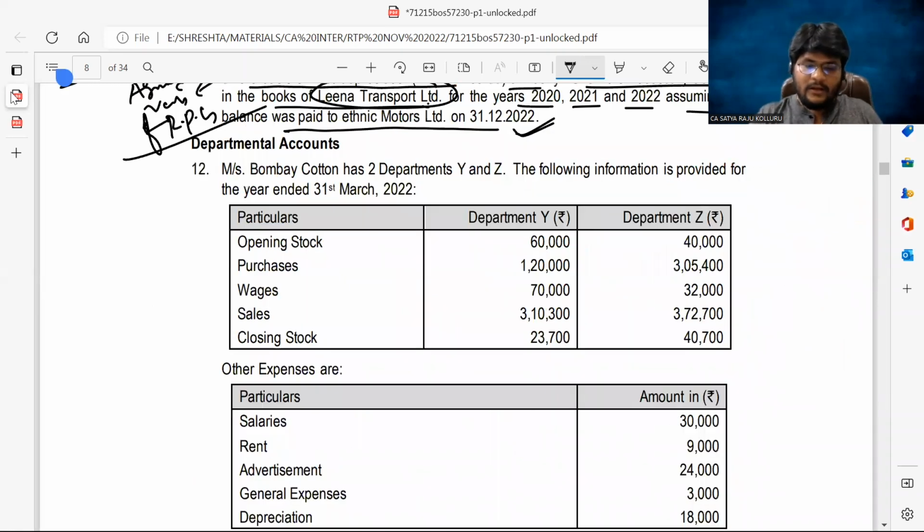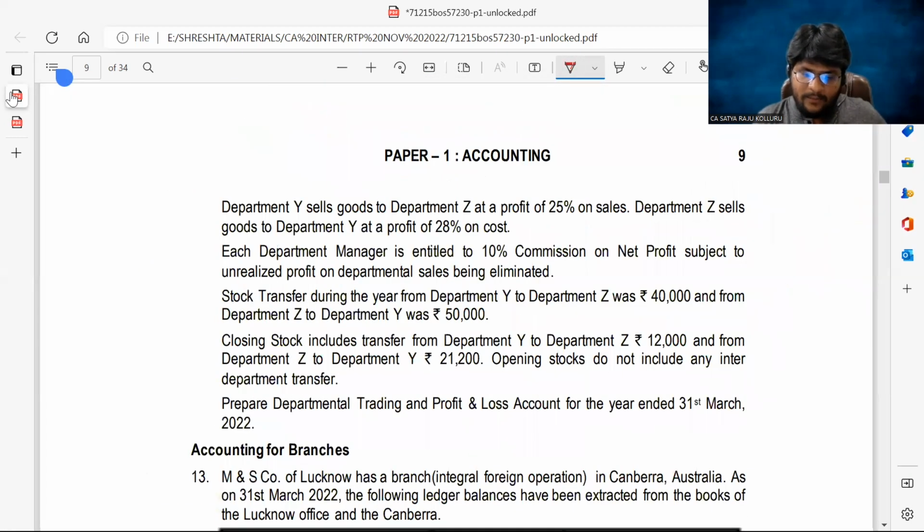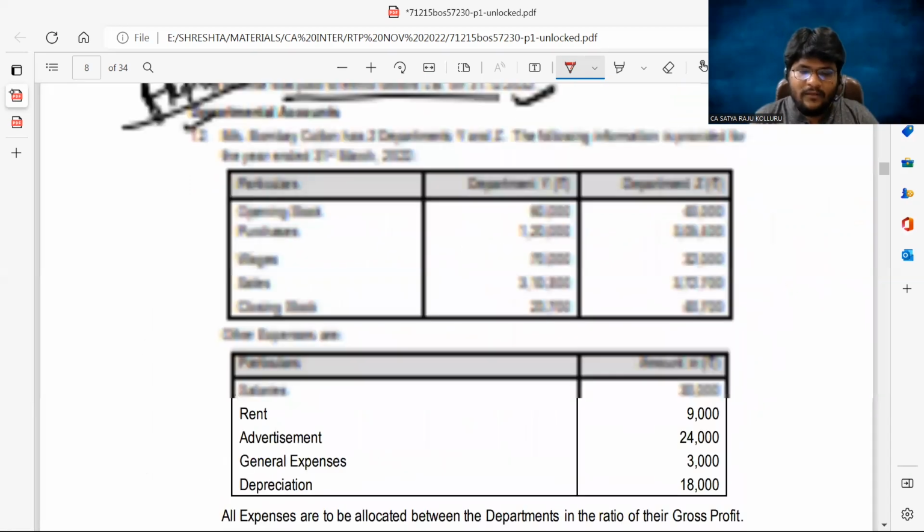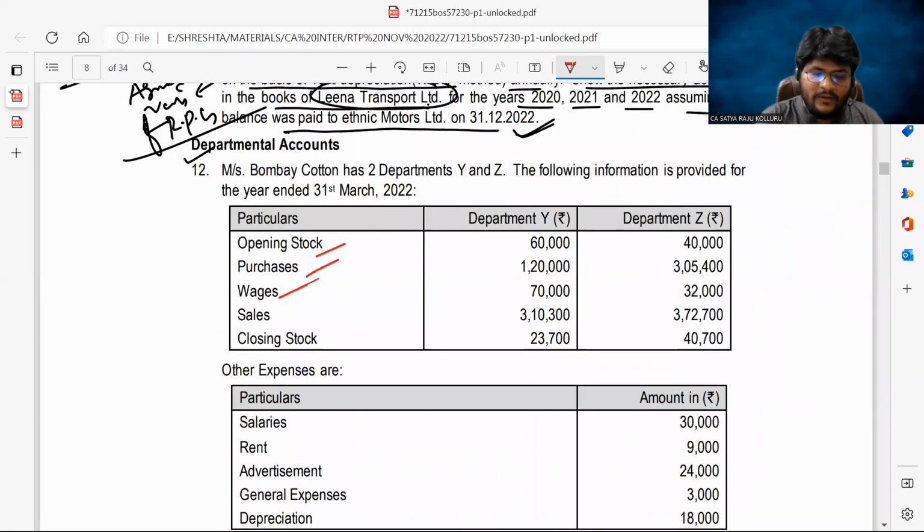Fine, guys. The next problem is on departmental accounts. Which problem are they testing here? Let me check. Finally, prepare departmental trading and profit and loss account for the year ended 31st March 2022. Just the required departmental trading and P&L. What is the given information? Opening stock, purchases, wages, sales, closing stock for department Y given separately, department Z given separately.